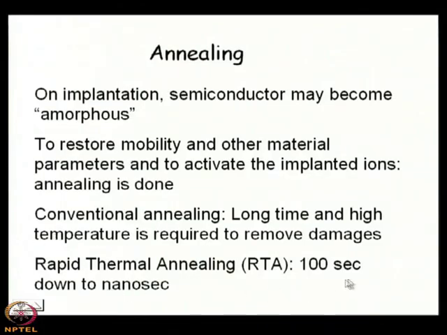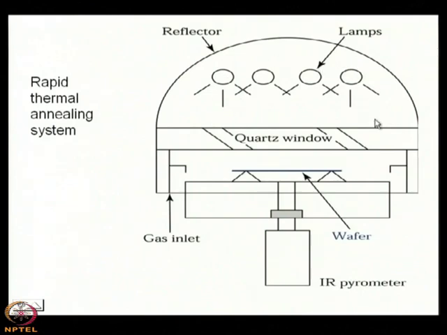And in rapid thermal annealing, you see that the time is very, very less, 100 seconds down to nanosecond, very quickly. That is why it is known as rapid thermal annealing. And this is the diagram of a rapid thermal annealing. You see, conventional annealing is done using a furnace, but for rapid thermal annealing, this is the gas inlet and there is a tube, quartz tube obviously.